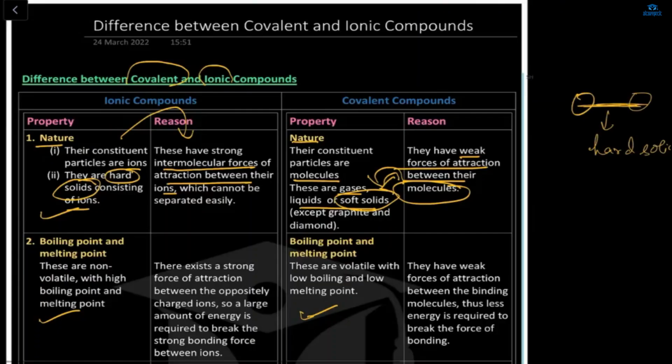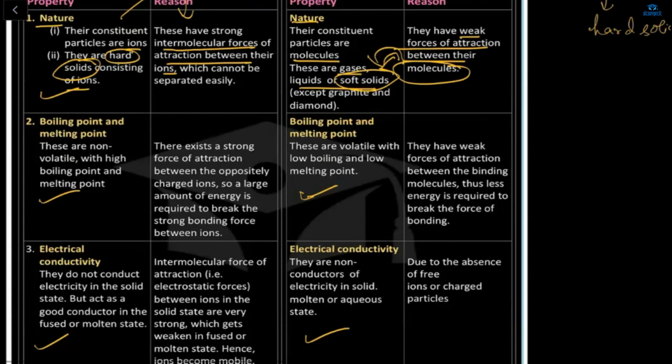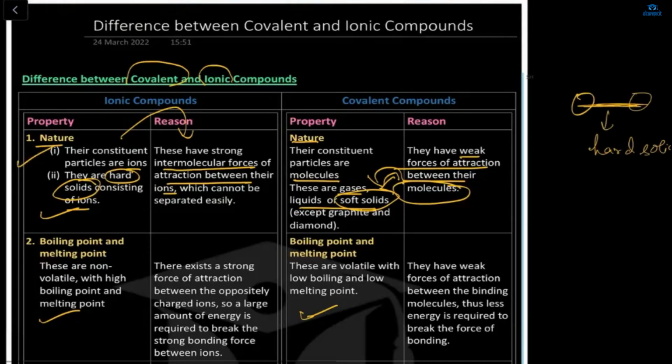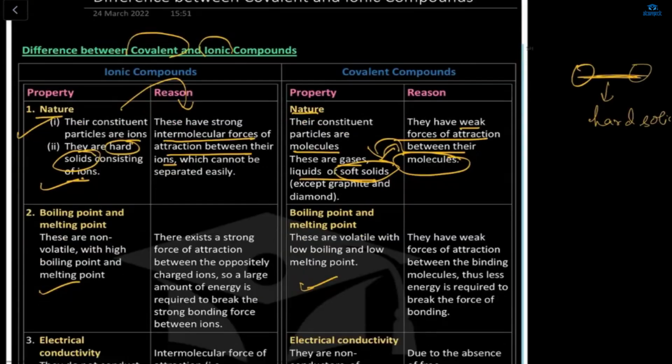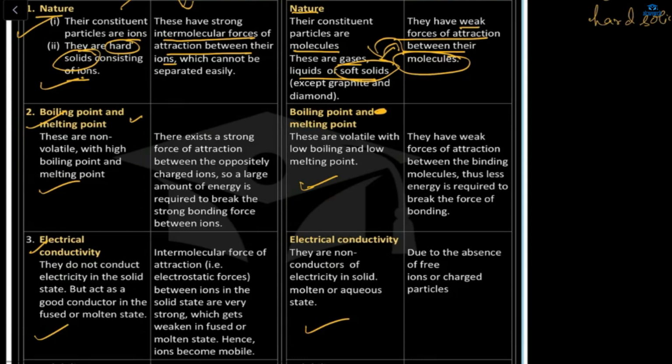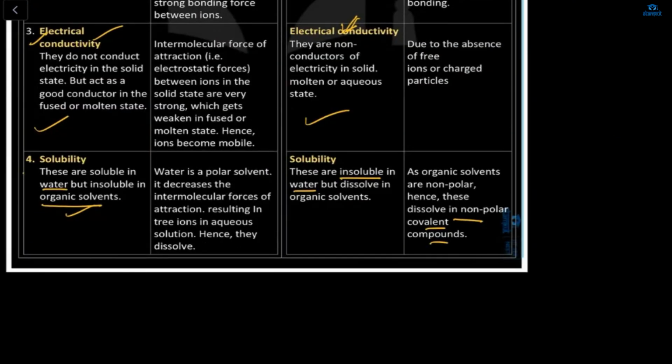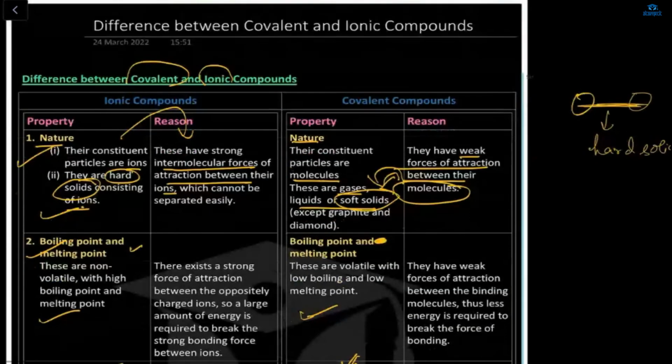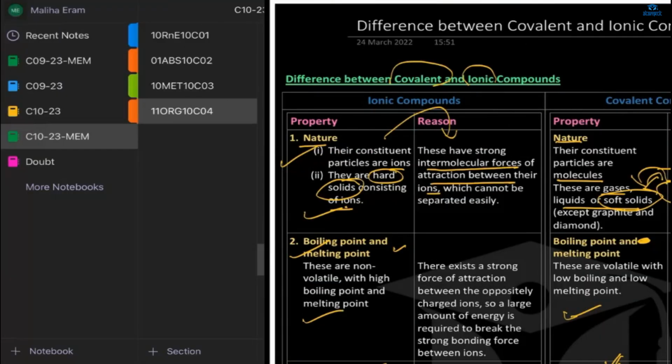So these are the four main points. First, about their nature: they are hard, they are soft. Second, boiling point: this boiling point is very low, this is very high. Electrical conductivity: poor conductor of electricity, good conductor of electricity. This is solubility: this is soluble in water, and this is insoluble in water. Okay, so this is the difference between the covalent and your ionic compounds.